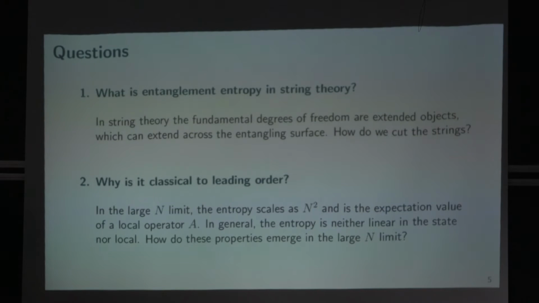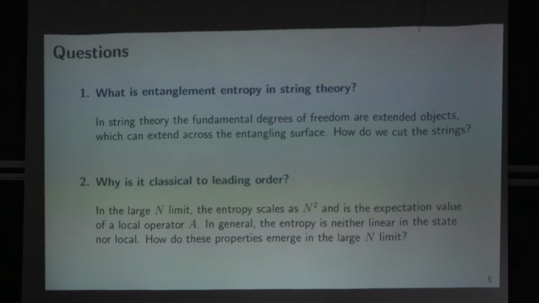In general, an entanglement entropy is not linear. It's not the expectation value of anything. It's nonlinear in the state, and it's not a local object. So we want to understand how this apparent locality emerges in the large n limit, and corrections to this sort of leading formula. Okay. So these are lofty goals.